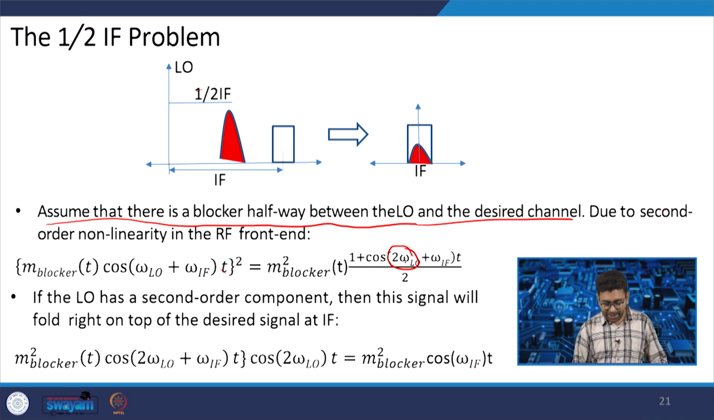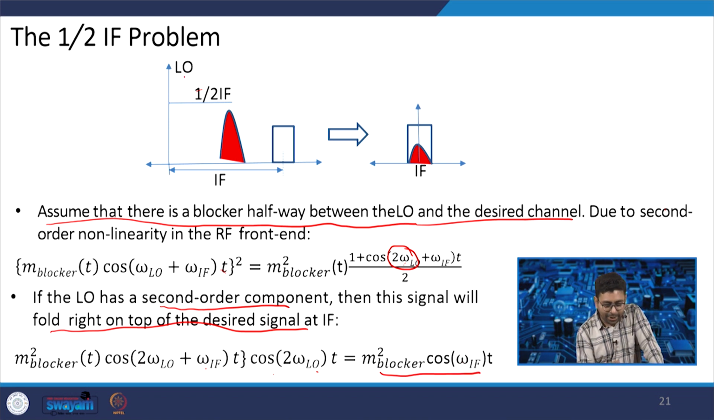Now, this 2 omega LO with this blocker, because this is at half IF. But if this LO is a double, then you will have the component. So, if the LO has a second order component, then this signal will fold right on top of the desired signal. So, 2 omega LO plus omega IF into cos 2 omega LO. So, this is an IF frequency, and it will directly come at the baseband.